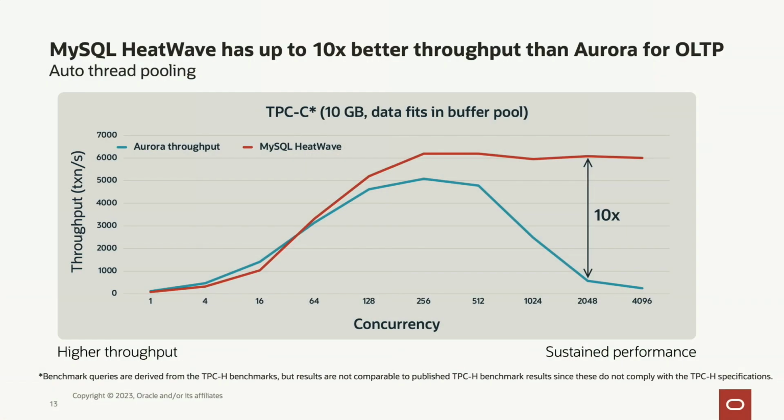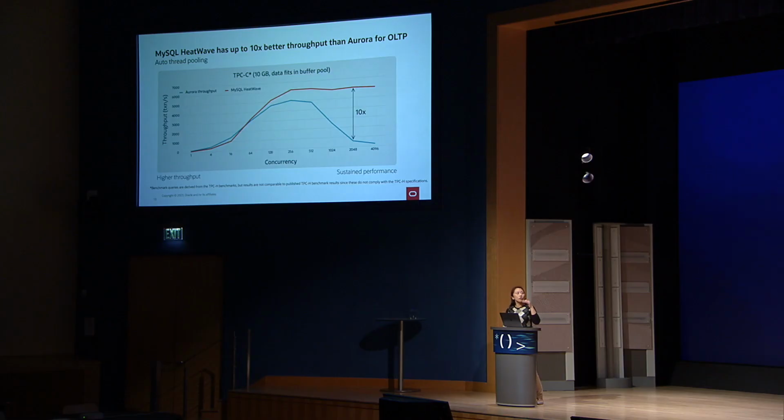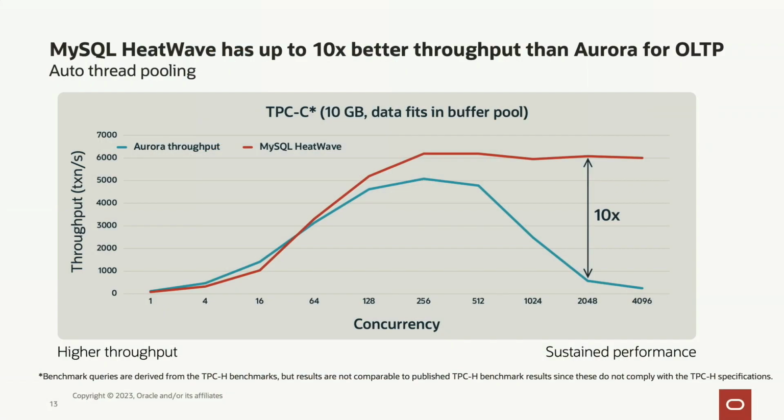And if we're comparing with Aurora, you can see here that this is with the TPCC benchmark, and all the data fits into the buffer pool of MySQL. You can see that with the thread pool turned on, we can sustain the performance while the concurrency is increasing. And we are also doing much better in terms of throughput when the concurrency is high. You can see here it is 10 times better than Aurora.